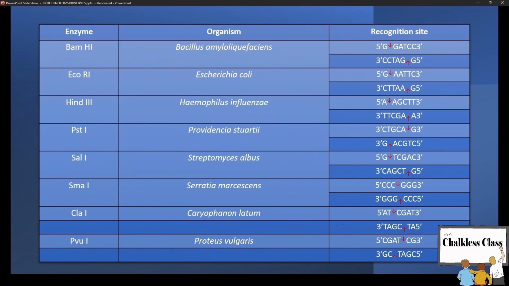And one more is there, HindII, which acts on GAATTC. That is the first enzyme which was used in genetic engineering. That is about the restriction endonucleases.